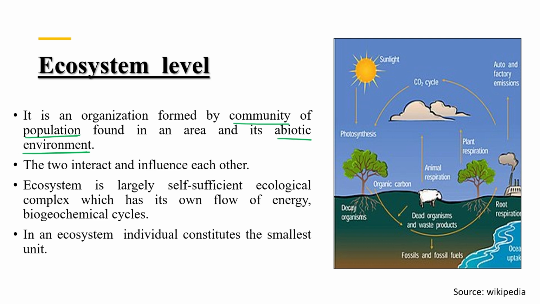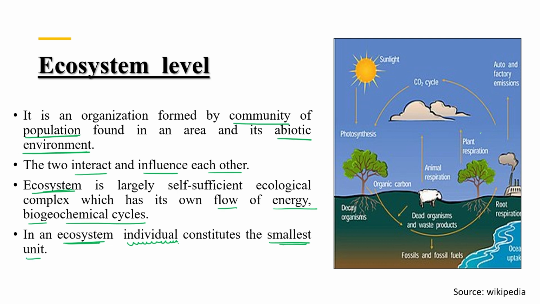The two interact and influence each other. These two, biotic, meaning living, and abiotic, meaning non-living environment, interact with each other and influence each other. An ecosystem is largely self-sufficient, an ecological complex, which has its own flow of energy and its own biogeochemical cycle. In an ecosystem, any individual constitutes the smallest unit.